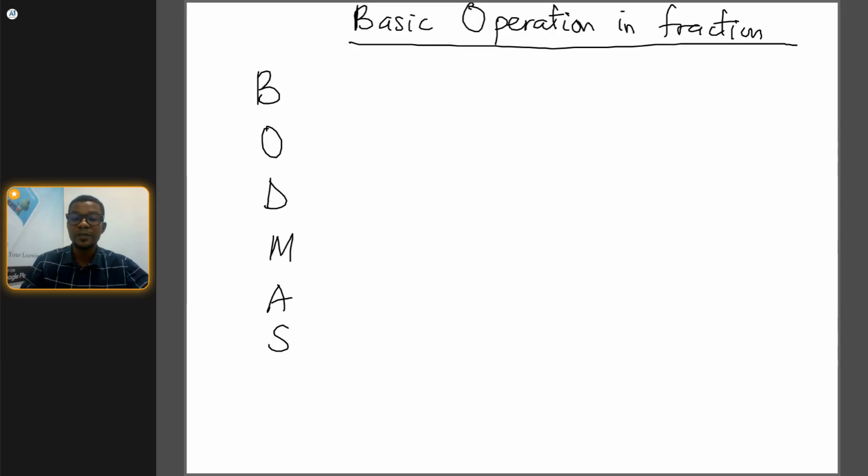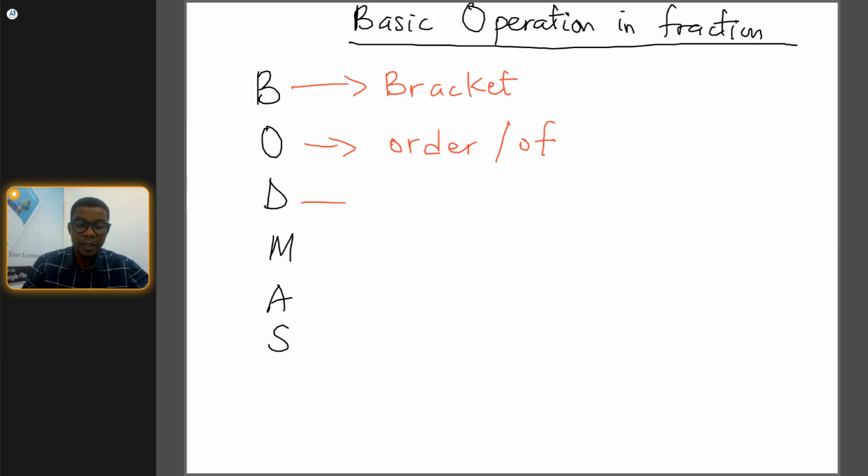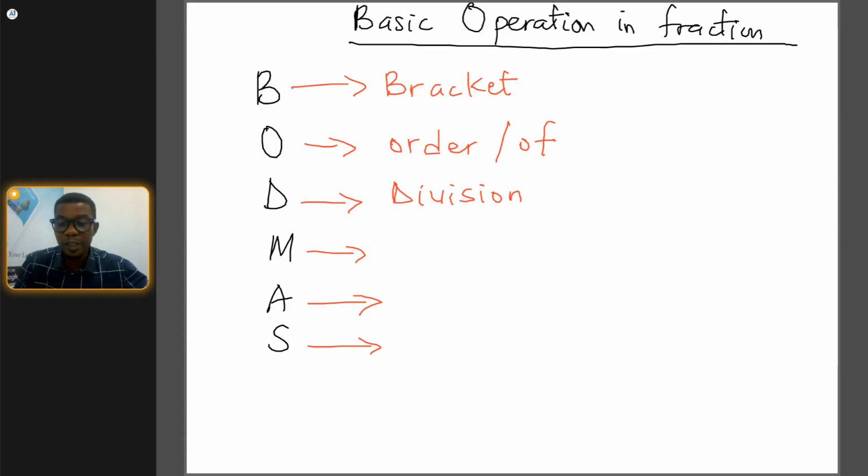Each of these alphabets has a meaning. B represents brackets. O represents order, as some textbooks use. D represents division. Then M, A, and S. I would like you to give me the response in the chat box. What does the letter M represent in BODMAS? Drop your response in the chat box.